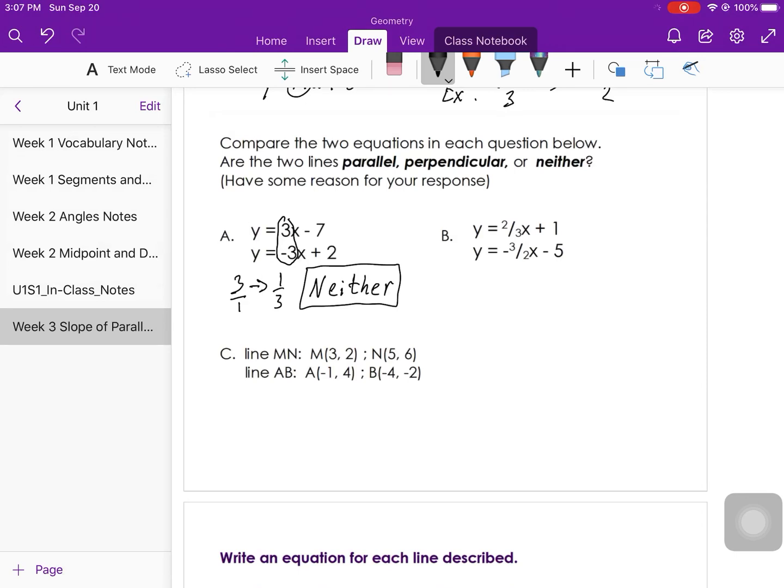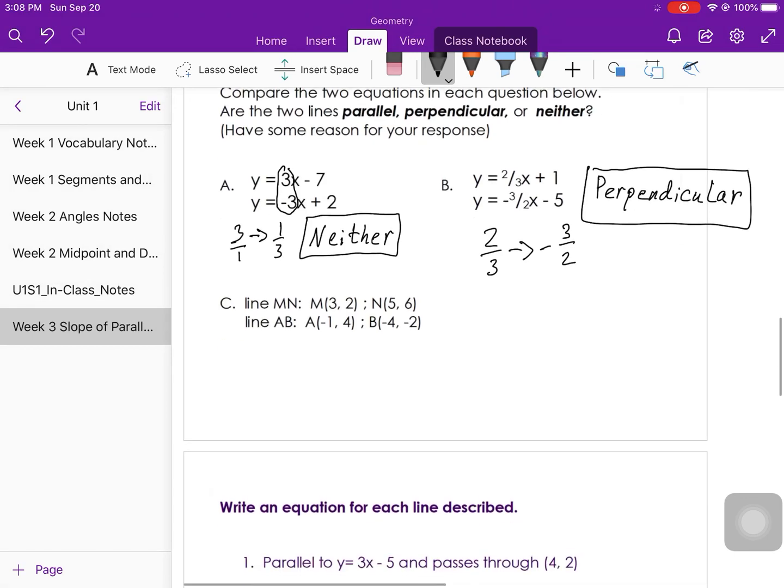All right, part B, y equals positive 2/3 x plus 1, and y equals negative 3/2 x minus 5. So 2/3, I did not actually mean to do the exact example before. Positive 2/3, we change that to a negative, we flip the 2 and the 3. Those are opposite reciprocals. So this would be an example of perpendicular lines. And it doesn't matter what their y-intercept is, they're still going to meet at a right angle. So these two lines are perpendicular to each other.